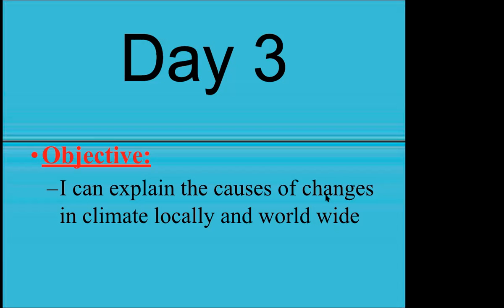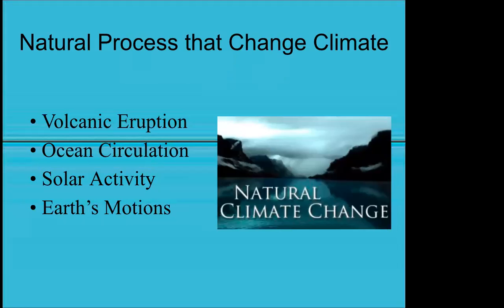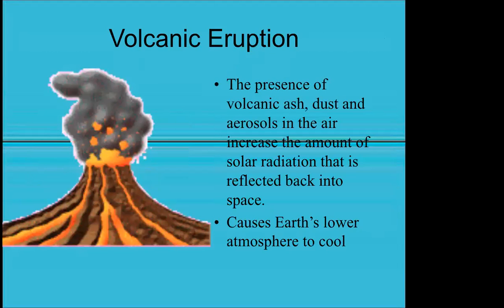All right, so today our objective is that I can explain the causes of changes in climate locally and worldwide. Okay, so some natural processes that change climate are volcanic eruptions, ocean circulation, solar activity, and Earth's motions. Okay, so a volcanic eruption. The presence of volcanic ash, dust, and aerosols in the air increase the amount of solar radiation that is reflected back into space. So volcanoes erupt and they put a lot of soot and ash into the air.